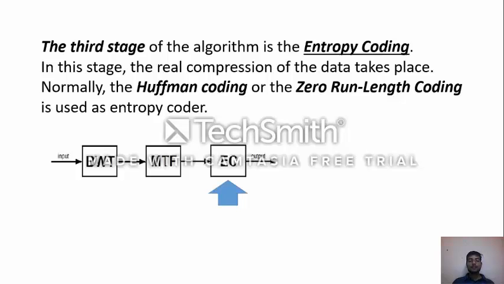The third stage of the algorithm is the entropy coding. In this stage, the real compression of the data takes place. Normally, the Huffman coding or the zero run length coding is used as entropy coder. Confusing, right? You can understand it better with an example coming up in a few moments.